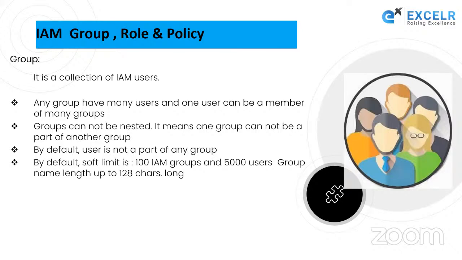A user is not added to any group by default. You have to go and add them. By default, there is a soft limit on your account which entitles you to create 100 IAM user groups, 5,000 users, and so on. You can look at the limits of your account by going into your AWS documentation.